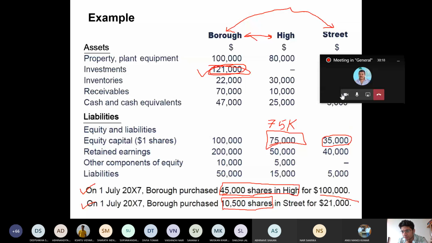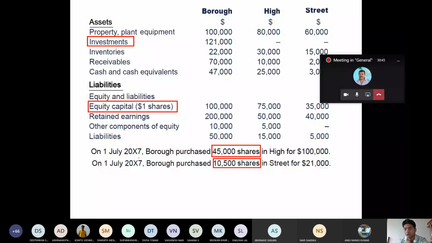Street company has a total of 35,000 shares. Burrow is purchasing how much? Burrow is purchasing 10,500 shares out of 35,000. Correct? So now see what I have compared. I have compared the investment made by Burrow against what? Against the equity shares. But don't compare between the amounts.